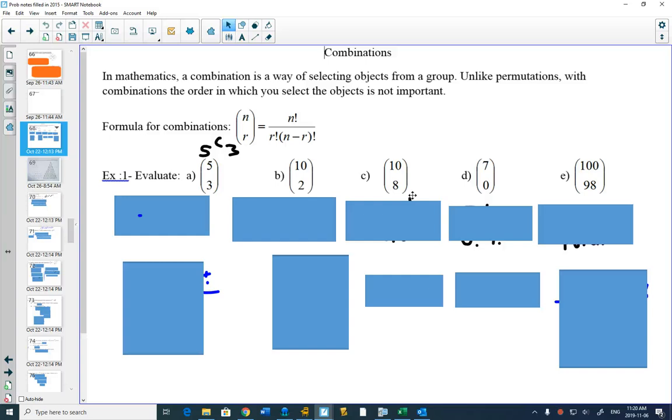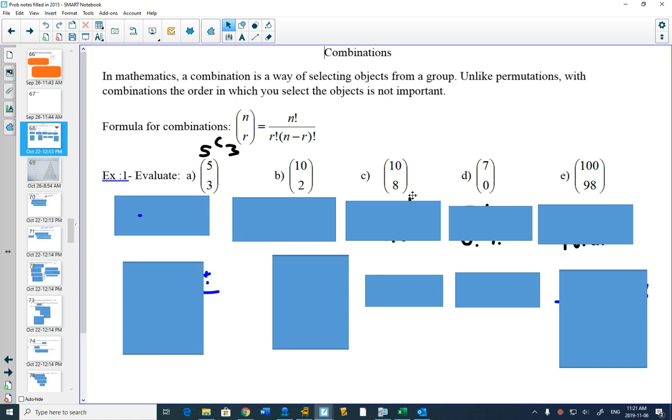So combinations, permutations, this is something you did in grade 12. You've come across a couple of these things already in your math labs. And it comes up again here, so we look at a few things.